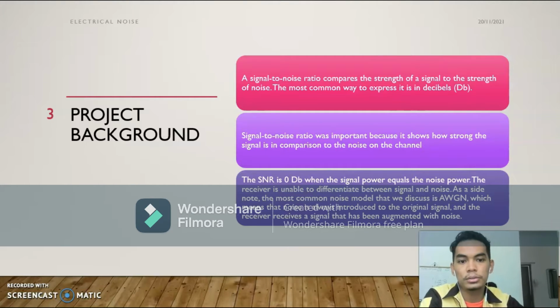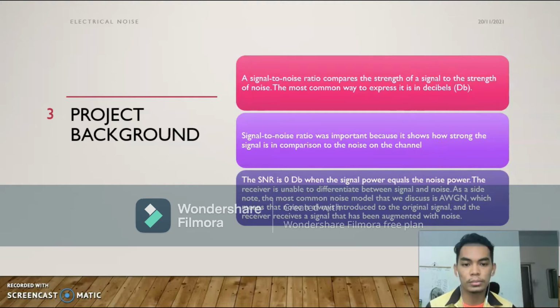Signal to noise ratio is important because it shows how strong the signal is in comparison to the noise on the channel. The signal to noise ratio is 0 dB when the signal power equals the noise power. The receiver is unable to differentiate between signal and noise.